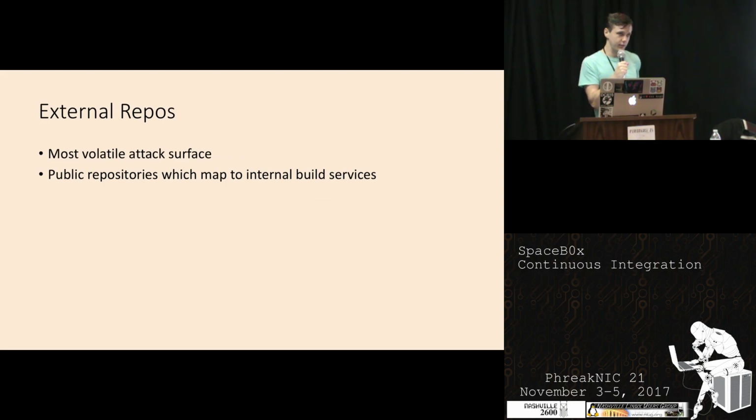And I personally feel that the most volatile threat vector here are the external repos, particularly external repos that trigger builds on a company's internal build servers. So you have something where it's like, hey, we want to share our code base with the world. That's fantastic, until you are allowing the world to trigger builds on your administrative subnets, and then that's really bad.